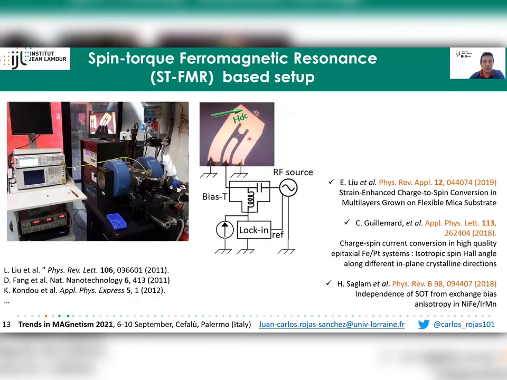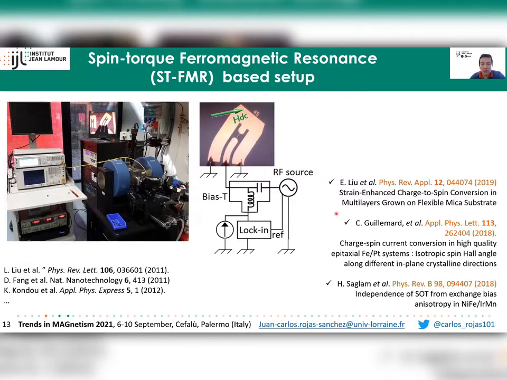And the technique of choice was based on ferromagnetic resonance, this spin torque ferromagnetic resonance method. This is a picture of our setup at the Institut Jean Lamour in Nancy, and here a schematic. We have our device here. We use radio frequency between 2 and 40 gigahertz with lock-in detection. But in addition to this gigahertz current that we inject here, we will add a DC bias current to modulate the linewidth of our FMR signal.